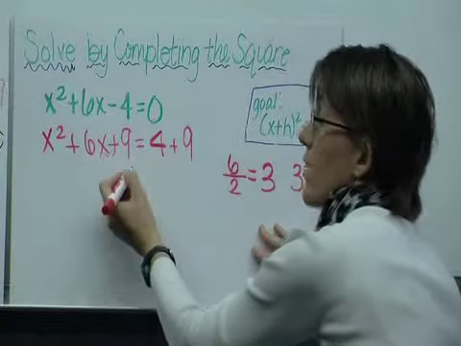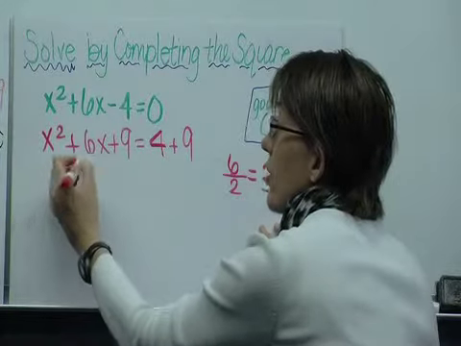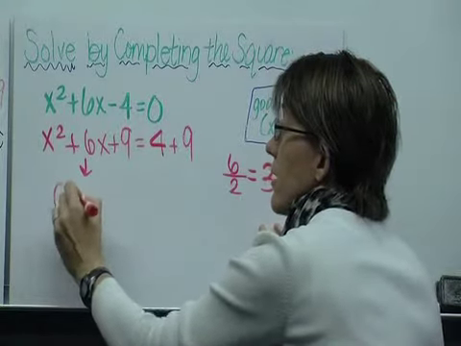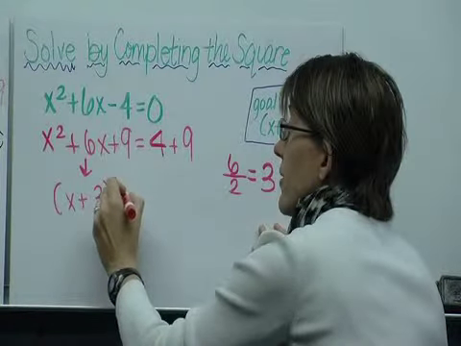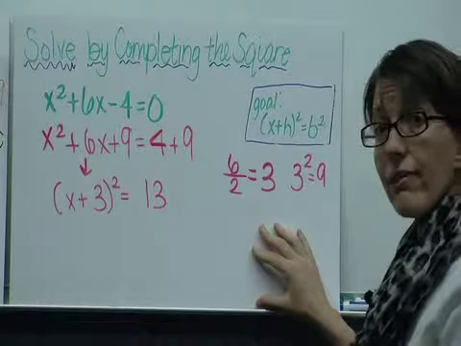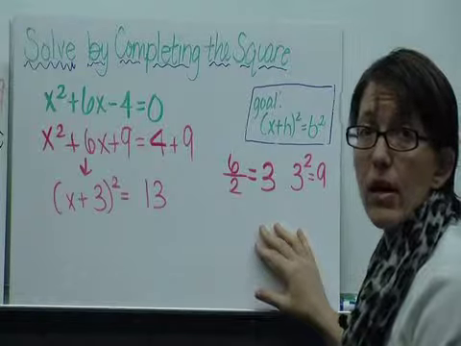Now I have x squared plus 6x plus 9. Well, this is a perfect square trinomial. I can factor this to x plus 3 quantity squared. 4 plus 9 is equal to 13. So now I've achieved my goal. x plus h squared equals b squared.